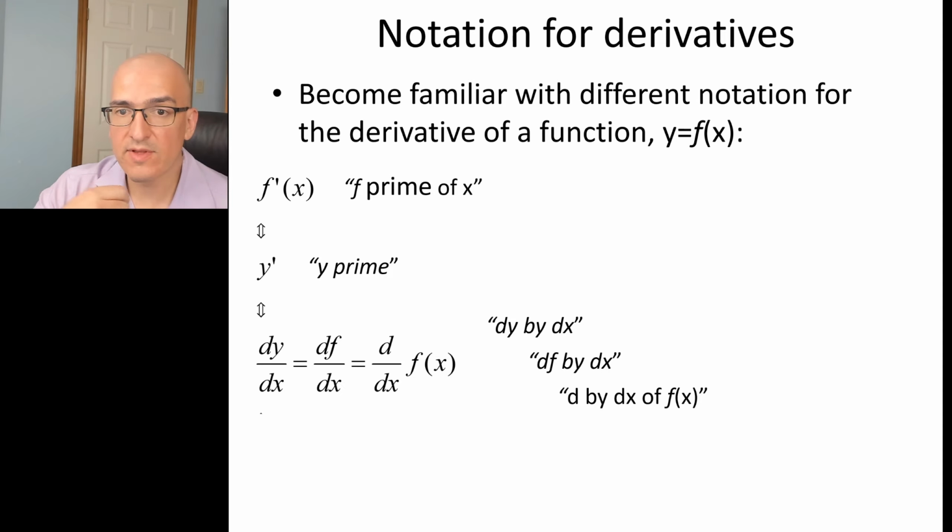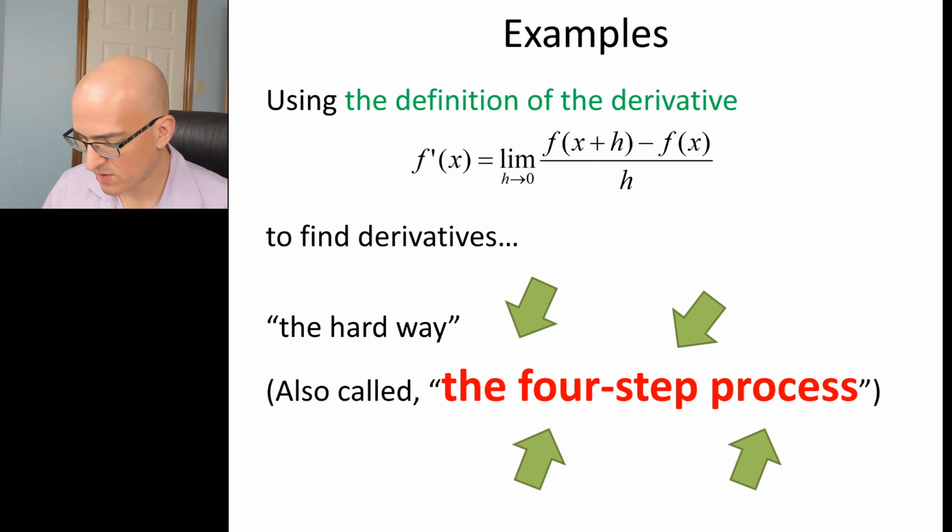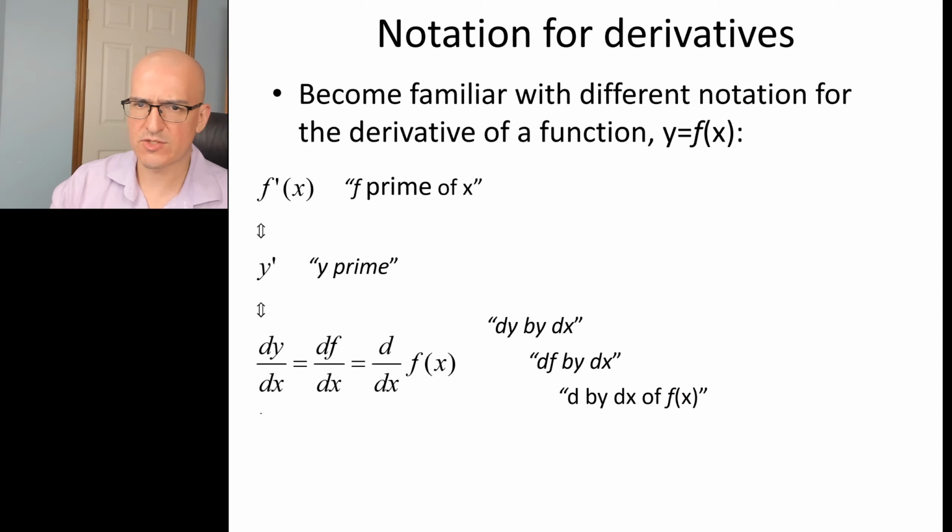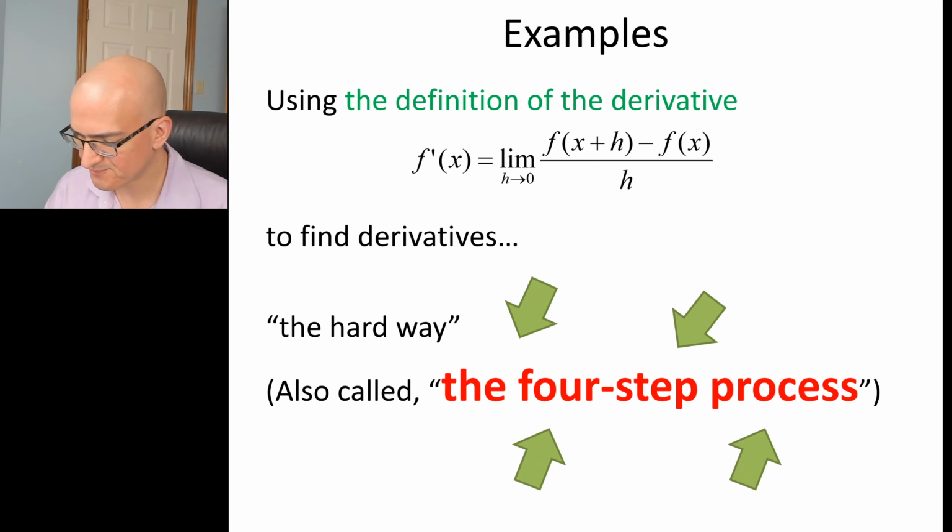The last one there that's in that third line, d by dx of f of x, looks particularly strange. It's the operator notation. You're operating on the function with the derivative operation. So you can square a function or square root a function. Well, this is saying take the derivative of the function. So do this to the function. And there's other notations. These are the main survivors. I won't show you the ones that have basically not survived.